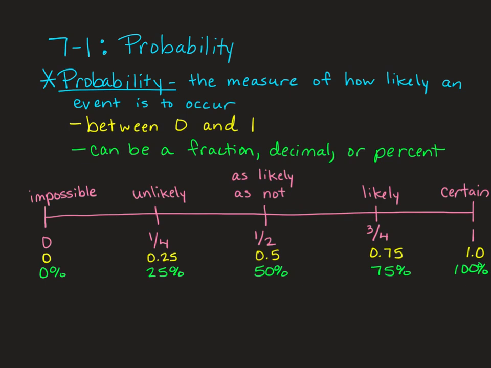Remember that you may not see numbers that are exactly like these. For example, you could see a fraction such as 2/3, which would be 0.6 repeating, or about 67%. And so you're just going to need to be able to put them in a category. So if it's a number that is greater than 0% and less than 50%, then it's unlikely to happen. And if it is a number that is greater than 50% and less than 100%, then it is likely to happen.